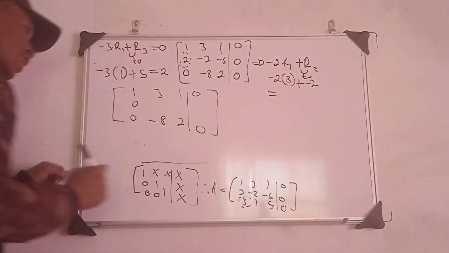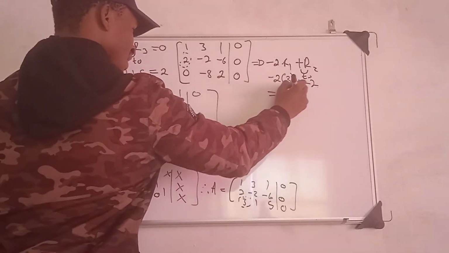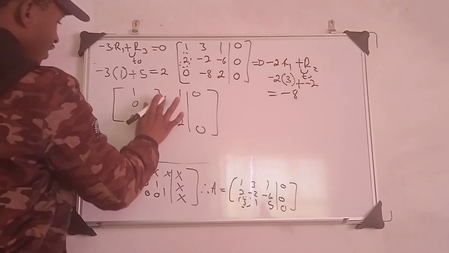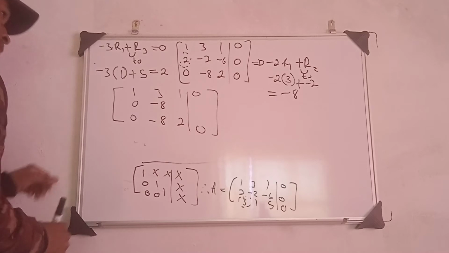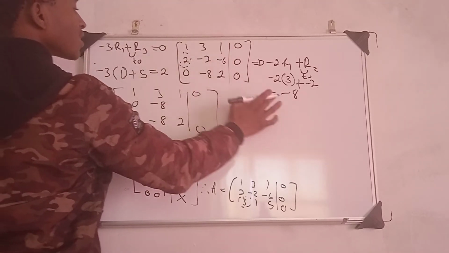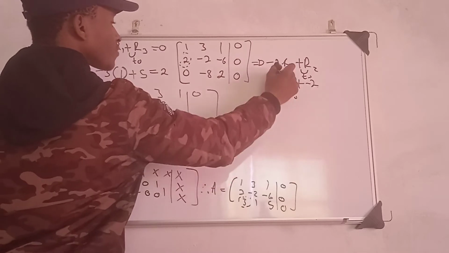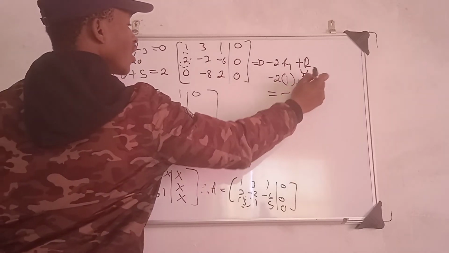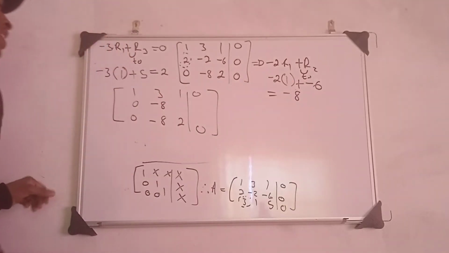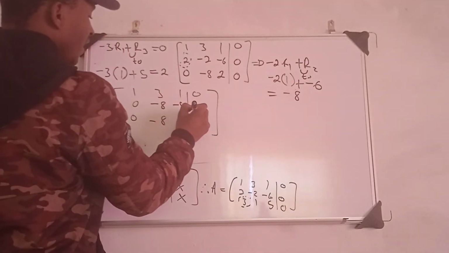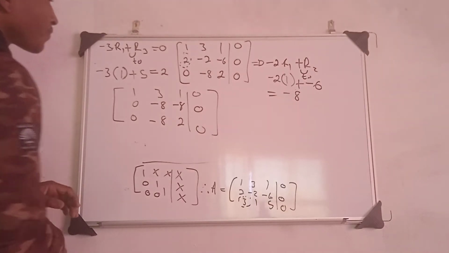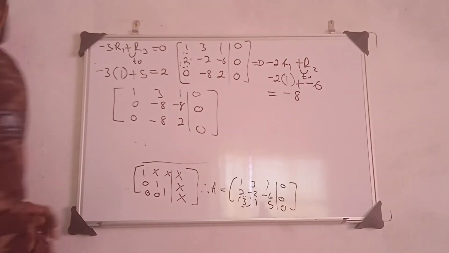How much do I get? I get minus 8. And that is minus 8 that I'm getting. It's here. But if I substitute this 1 and this minus 6 on this equation, I'm still getting minus 8. And this will be our minus 8. This is equal to 0. Sorry guys, this is equal to 0.